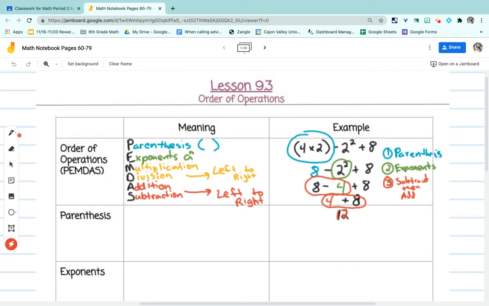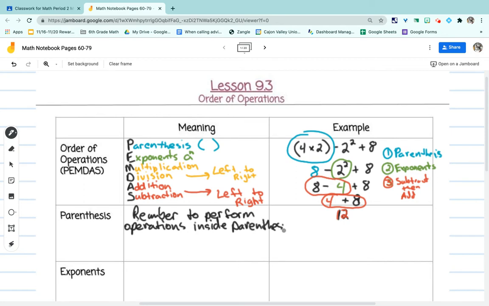And I want you just to have a reminder here for parentheses. We're going to write this reminder down, and I would like you to do the same. Parentheses, remember to perform operations inside parentheses first when you evaluate an expression. And I'm taking this directly out of the book. All of these definitions and things are directly out of the book, so you get that information straight from the source.